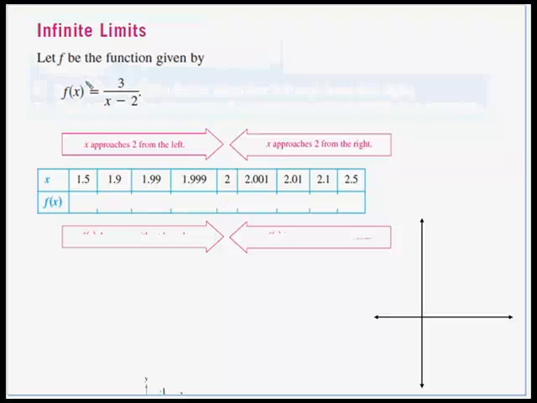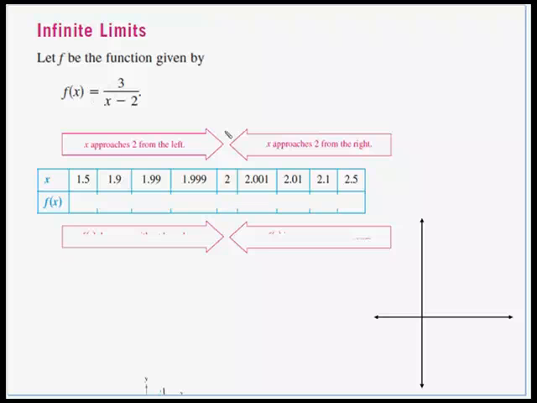So, infinite limits. Let f be the function given by 3 over x minus 2. Here our numerator is a constant, just a 3, and our denominator is x minus 2. So we're going to be suspicious, of course, about the number 2. What happens as we get closer and closer to that number?